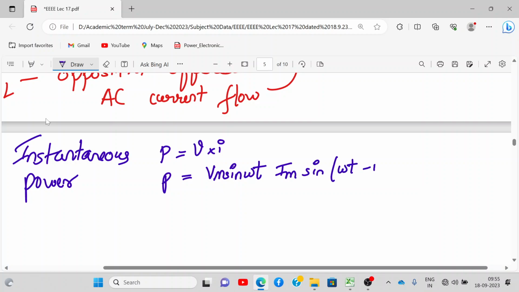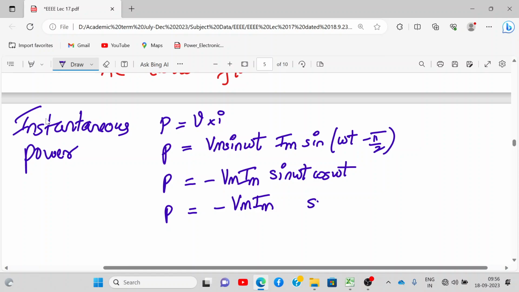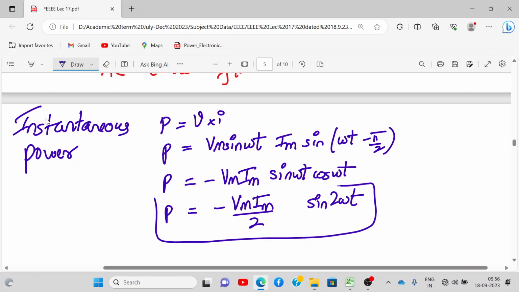Sin omega t minus pi by 2 can be written as minus cos omega t. So P will be equal to minus Vm Im sin omega t cos omega t. What is sin omega t cos omega t written as? Sin 2 omega t by 2. Correct? And this is the expression. So this is my instantaneous power expression.